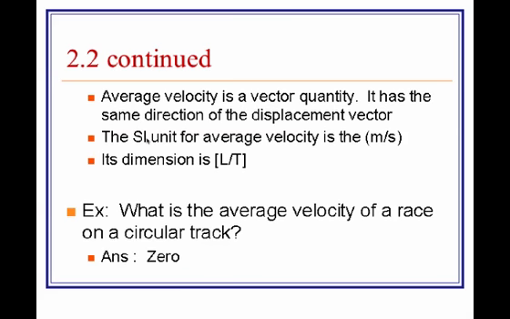Average velocity is a vector quantity in that it has both magnitude and direction. The direction comes from the displacement. The units for average velocity are meters per second, and this is a length divided by a time.